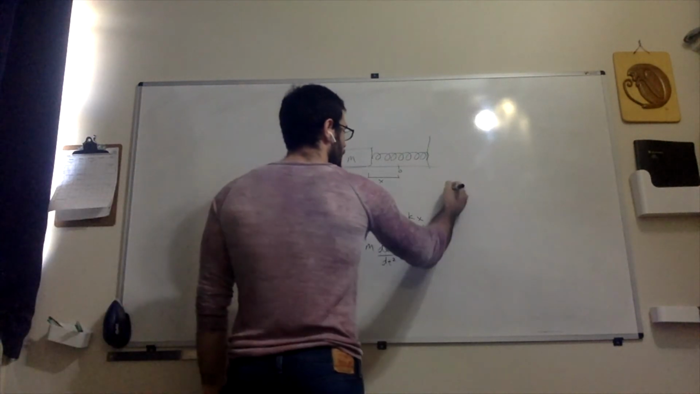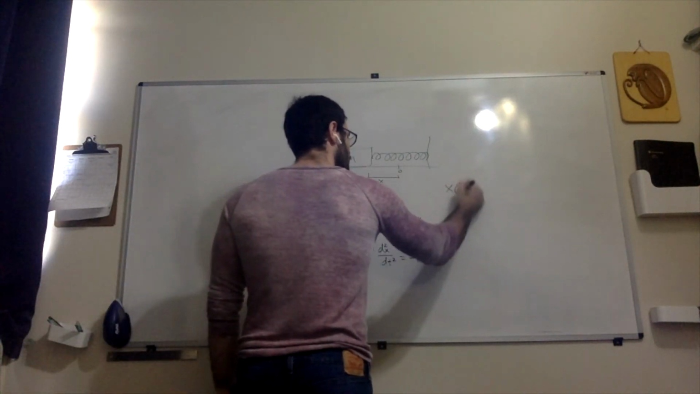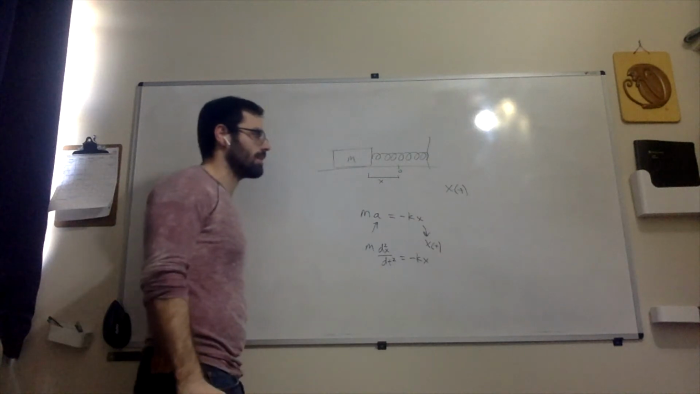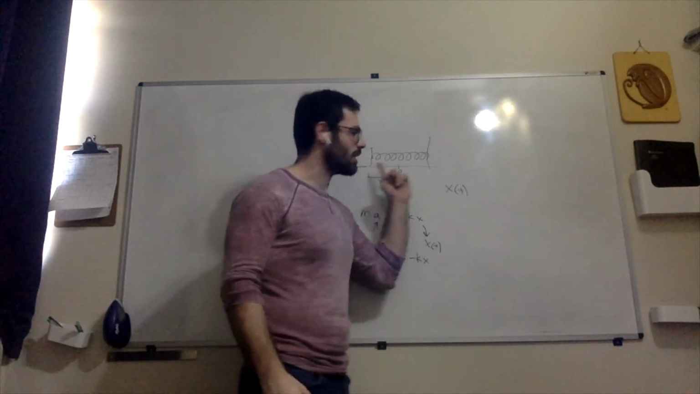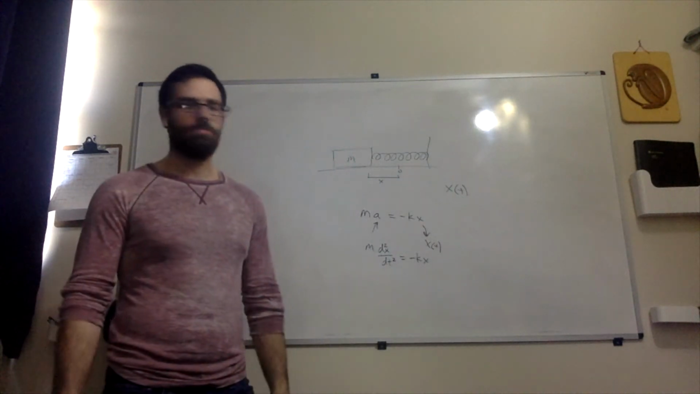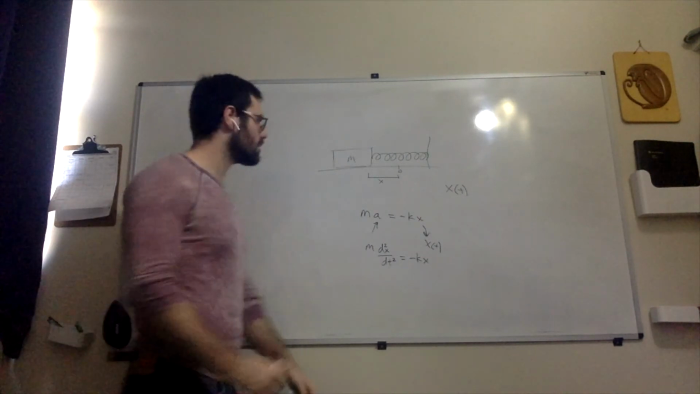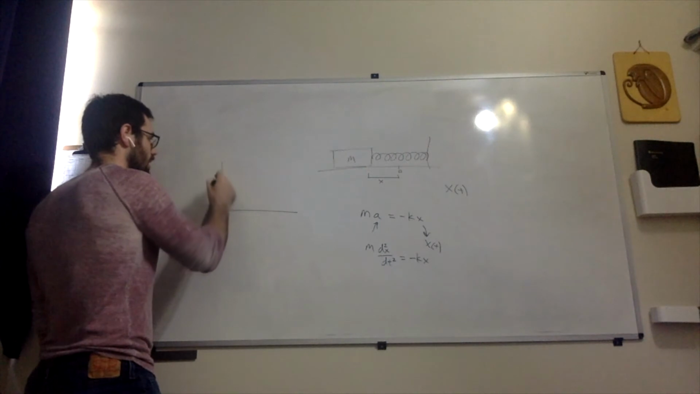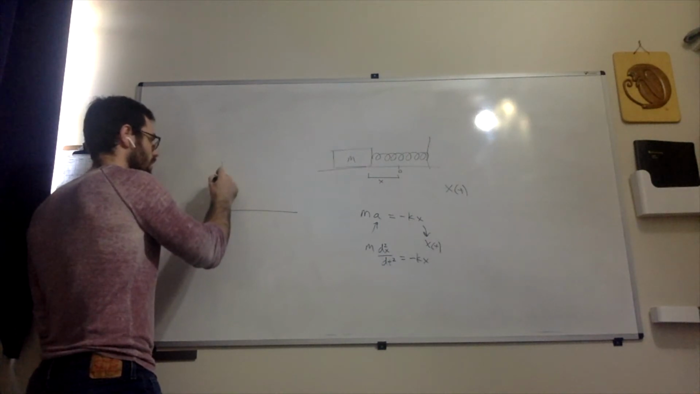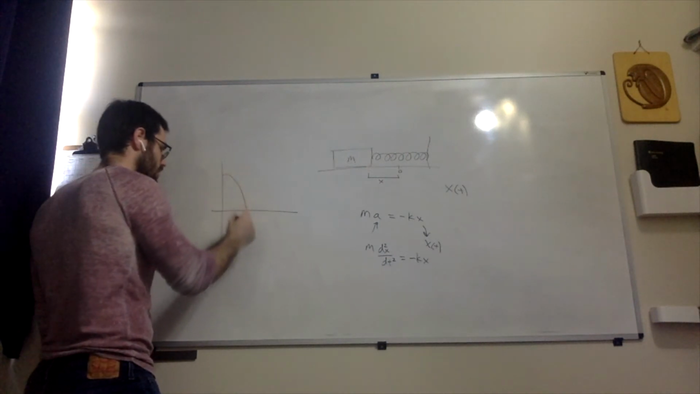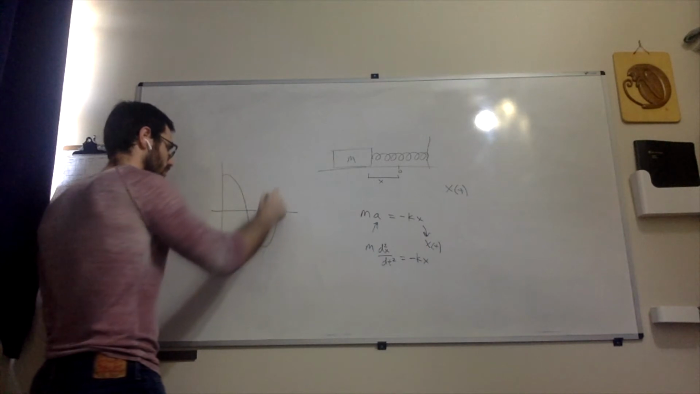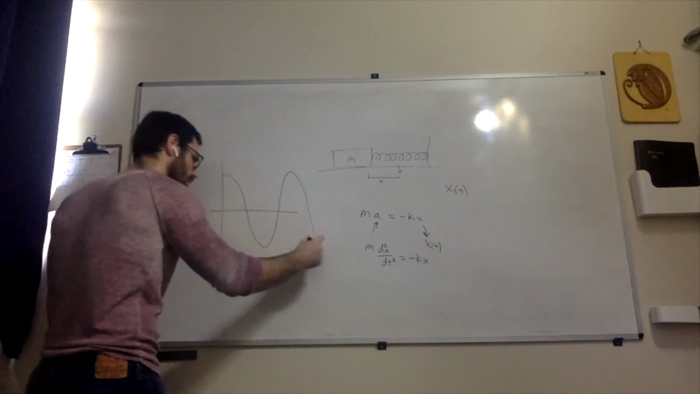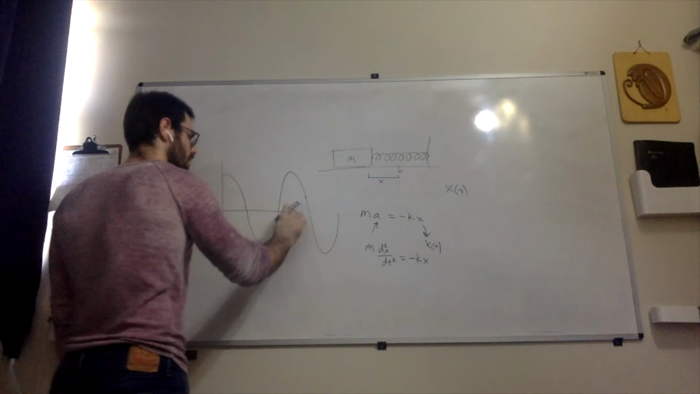So I'm going to say that the position with respect to time of this object, of this mass, looks a little like a cosine wave. At first it starts far away, and then eventually it goes close, and then eventually it goes far away the other way.